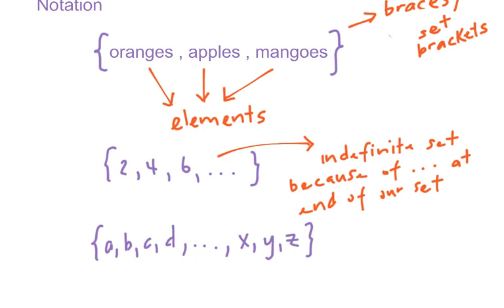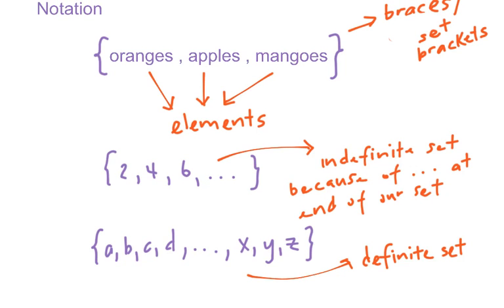Because we start with A, B, C, D, we know the letters that are in the middle, and we end with X, Y, and Z. This set, we know exactly how many elements are in our set. We have 26 elements representing the 26 letters in the alphabet. So this set is a definite set, which means that we know exactly how many elements are in our set. Because the 3 dots are in the middle of our set and not at the end, it's not going on forever. We know that it ends at Z. Therefore, this represents a definite set.